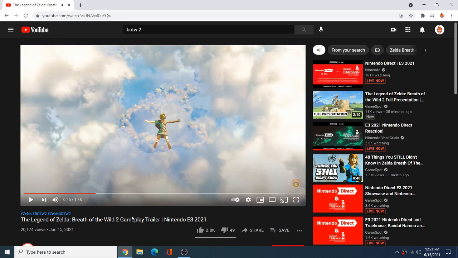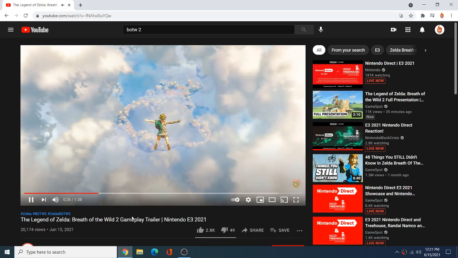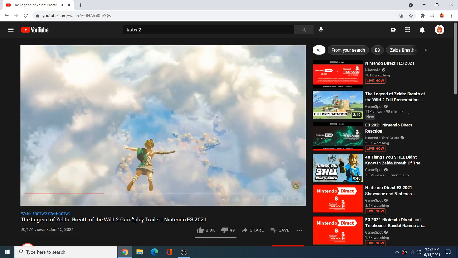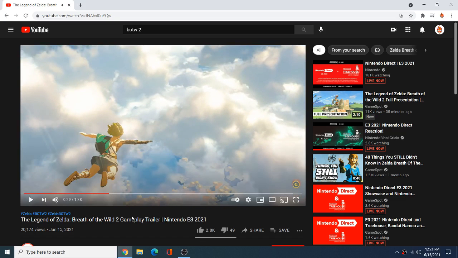Oh my god. When this shot came into the direct, my breath was taken away. Pun not intended. I really got Skyward Sword vibes. It's so beautiful. How do we get up there? I have no idea. But it's so beautiful.